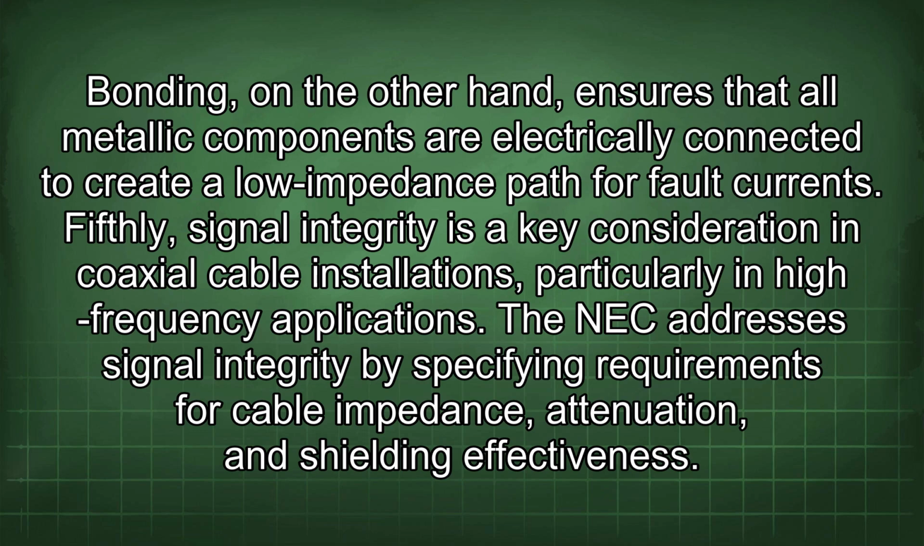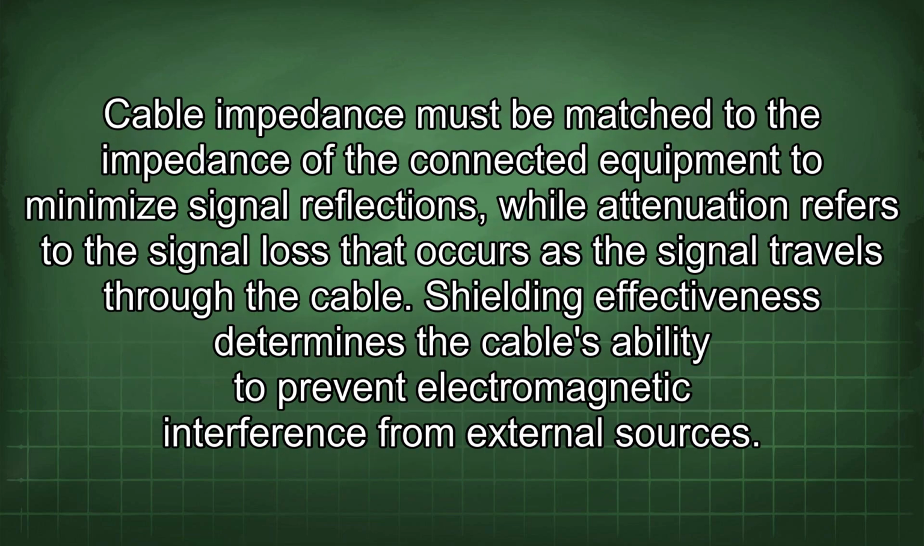The NEC addresses signal integrity by specifying requirements for cable impedance, attenuation, and shielding effectiveness. Cable impedance must be matched to the impedance of the connected equipment to minimize signal reflections, while attenuation refers to the signal loss that occurs as the signal travels through the cable. Shielding effectiveness determines the cable's ability to prevent electromagnetic interference from external sources.